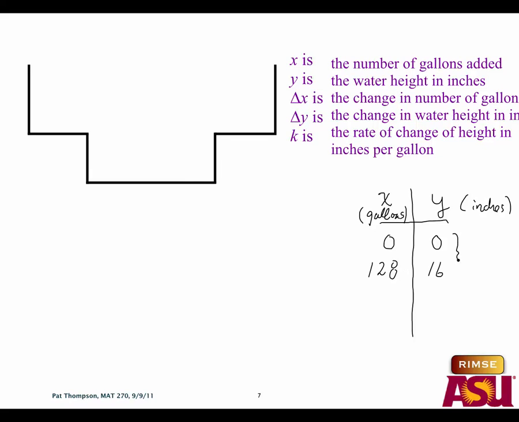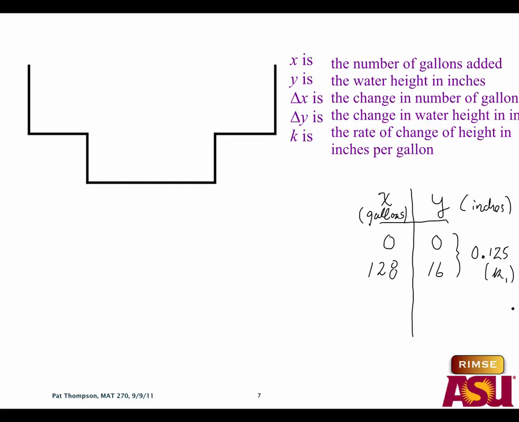Okay, and then in that range, as X changes from 0 to 128, we came up with a constant rate of change of how much the height changes per gallon of water. And we found that to be 1/8, 0.125 inches per gallon. So that's our K1, or K for below the step.